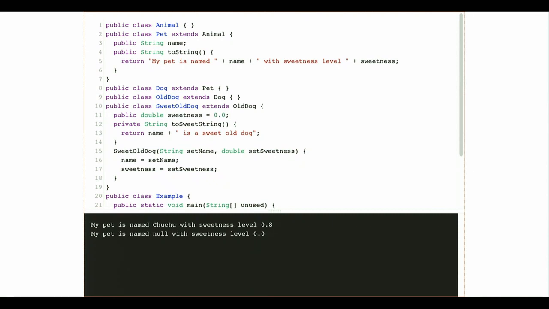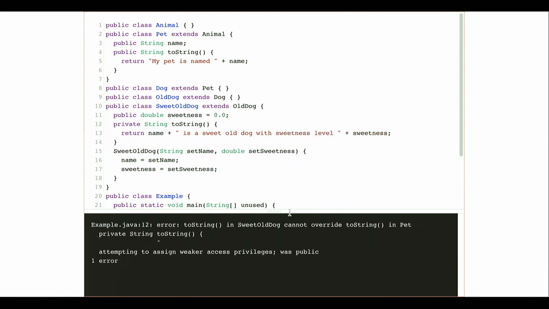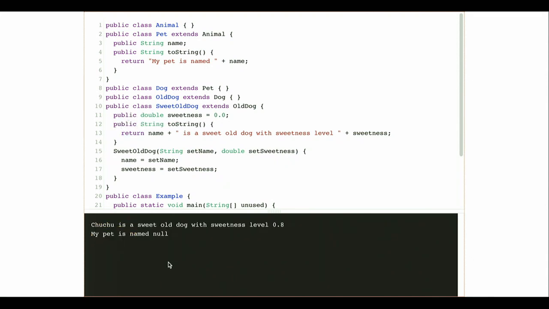Remember what we did before? We overrode toString in sweet old dog. So now here's what I'm going to do. I'm going to move this down here. I'll collapse these two toStrings together. It's private still. Let's make it public again so it can actually do what we want. There you go.